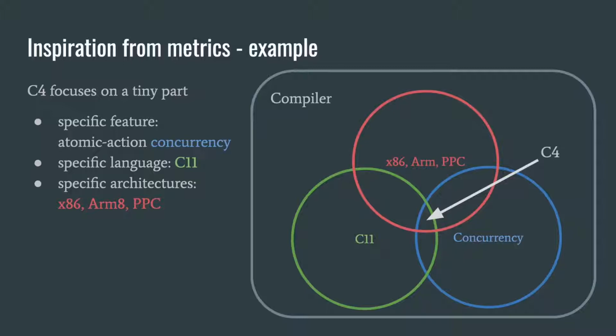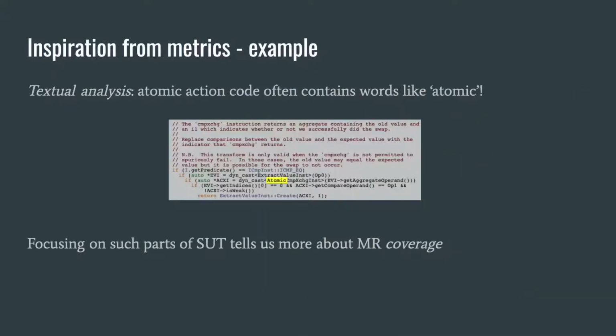And this means that if we want to understand the system under test from the point of view of what's important for C4 and what would be good for devising new metamorphic relations for C4, we have to really cut down and focus in on the specific part of the system under test that is interesting. And this is where metrics come in handy.